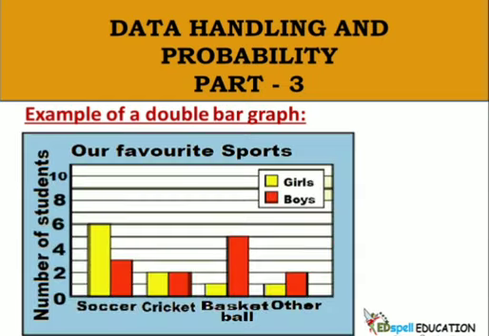Look at this example of a double bar graph. This graph indicates the favorite sports of students. Here there are two data sets. One indicates that of girls and the other that of boys. We are able to compare the favorite sports of girls and boys at the same time.